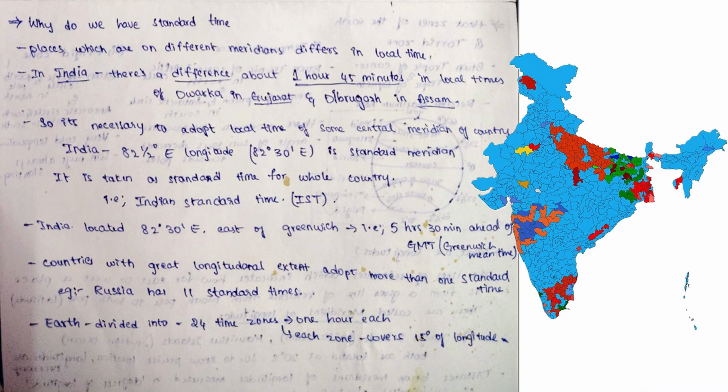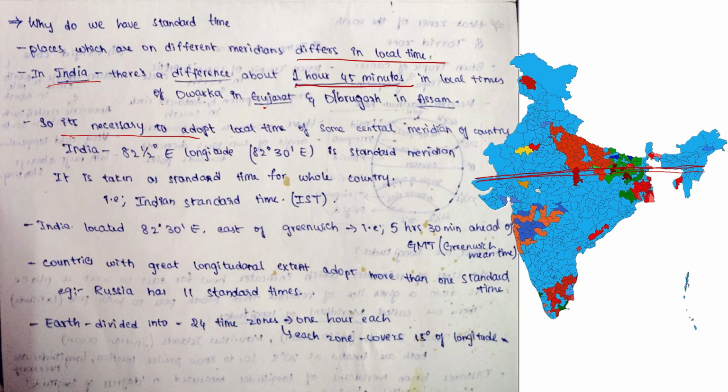Now let's see why we have standard time. Places on different meridians differ in local time. For example, in India there is a difference of about 1 hour 45 minutes in local times between Dwarka in Gujarat and Dibrugarh in Assam. We can see the length from here to here is vast and very wide. So it's necessary to adopt the local time of some central meridian of the country.